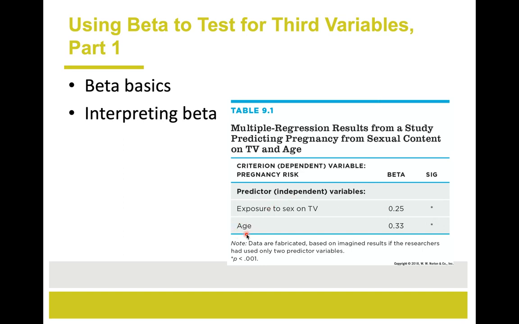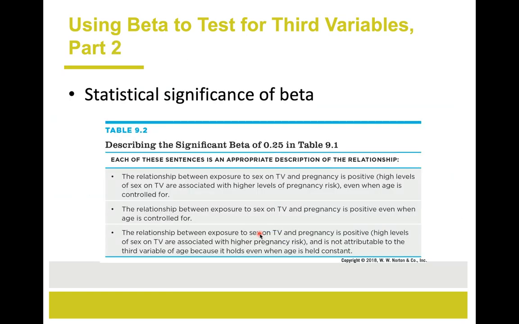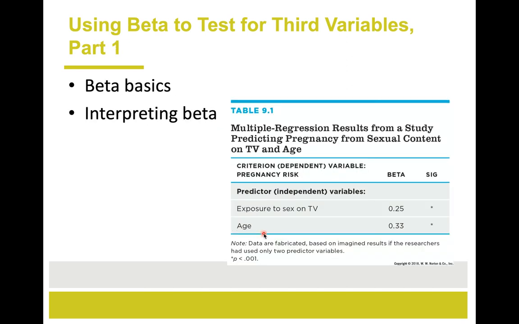You can have multiple significant predictors in the same model. And so maybe a more complete claim would be something like, age is a significant predictor of risk of pregnancy. Even when controlling for age, exposure to sex on TV still remains a significant predictor. So, in essence, we have built a more complex model where they are both predictors of pregnancy risk.